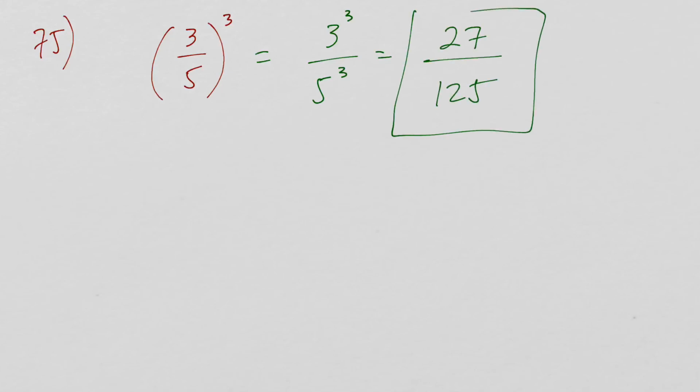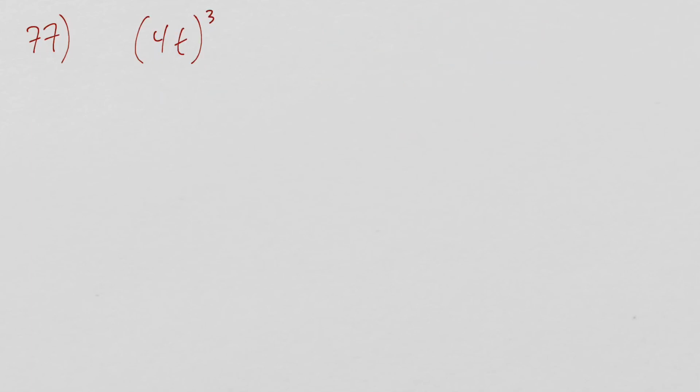Okay, so we're going to distribute that exponent, and we'll get 3 to the 3rd power over 5 to the 3rd power, which is 27 over 125. Okay, we're going to distribute that exponent, and we'll get 4 to the 3rd power, t to the 3rd power, and then we'll evaluate 4 to the 3rd power. 4 times 4 times 4 is 64, t to the 3rd power.